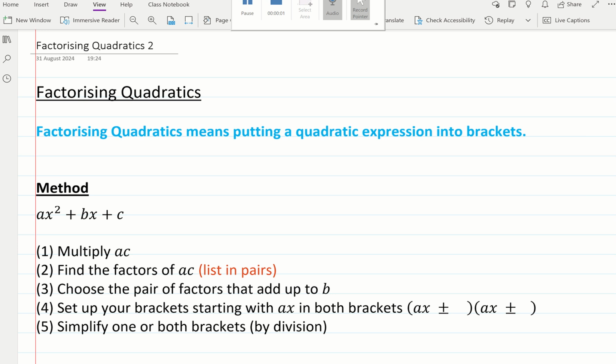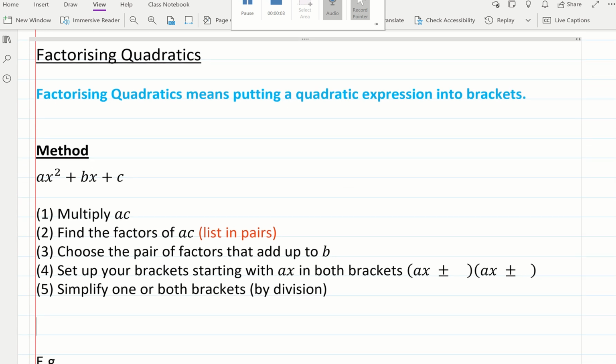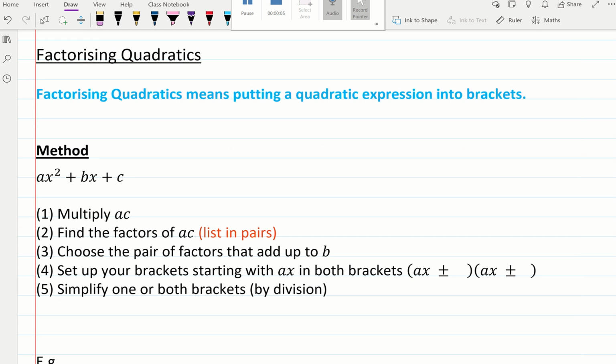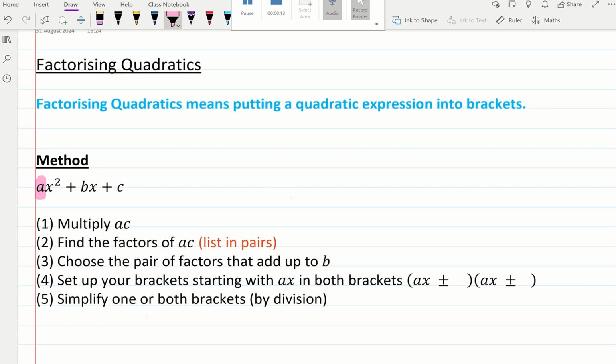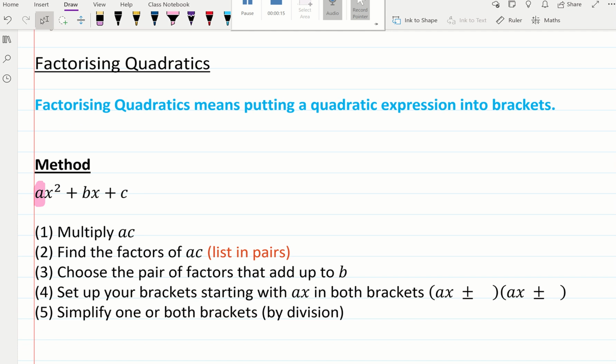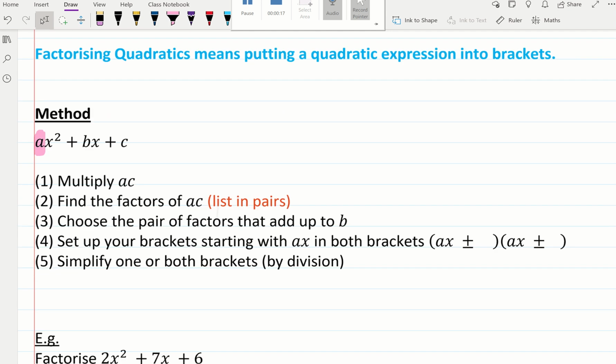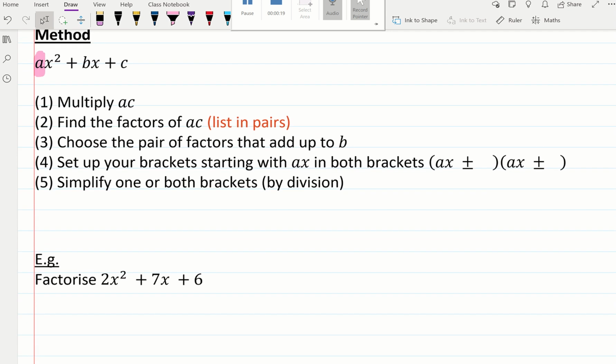In this video, I'm going to go through factorizing quadratics where the coefficient of x squared, that's the number next to x squared or being multiplied by x squared, is bigger than 1. And there is a very clear method to that. Firstly, you will multiply AC. A is the coefficient of x squared, C is the constant on its own.